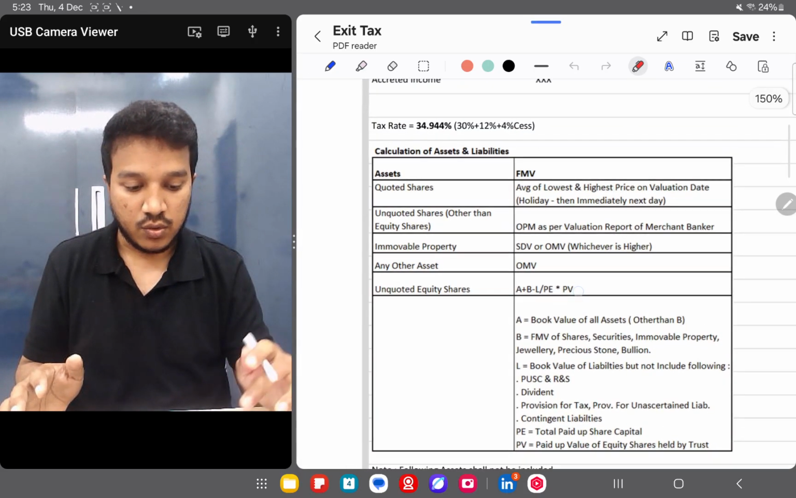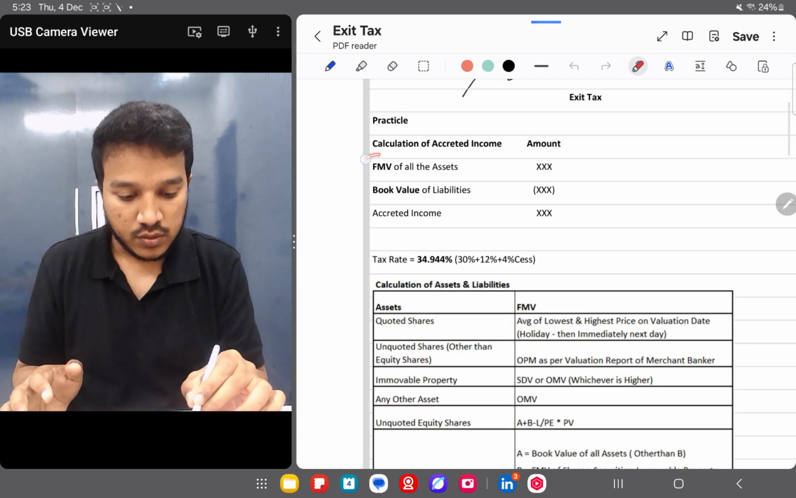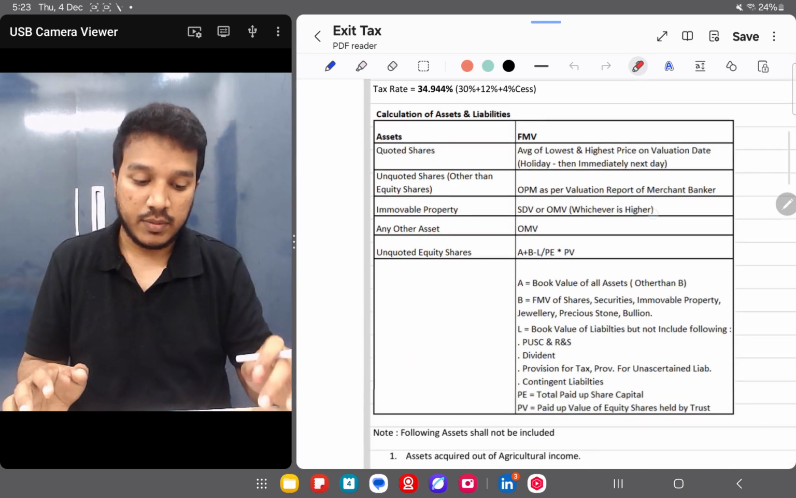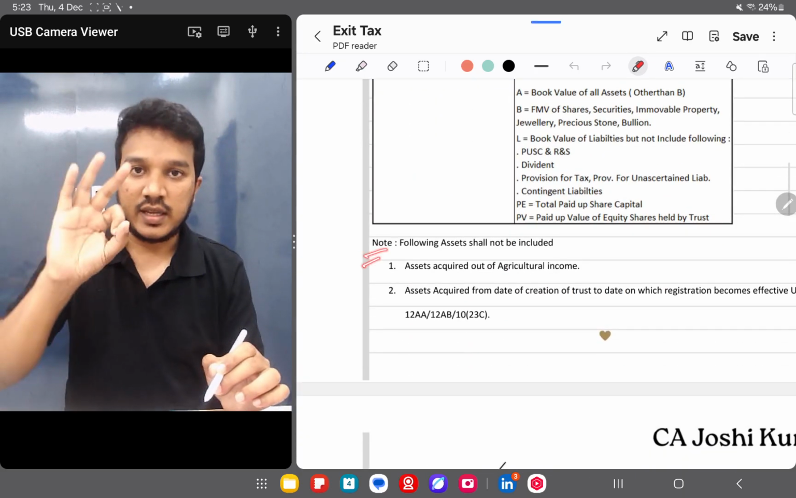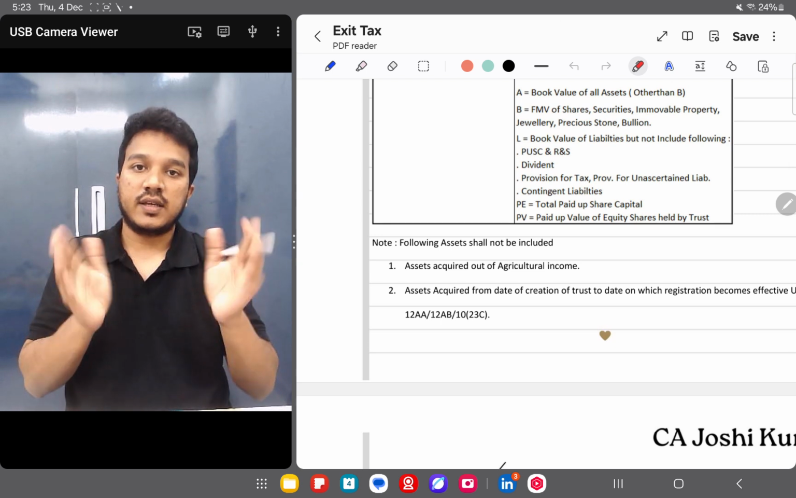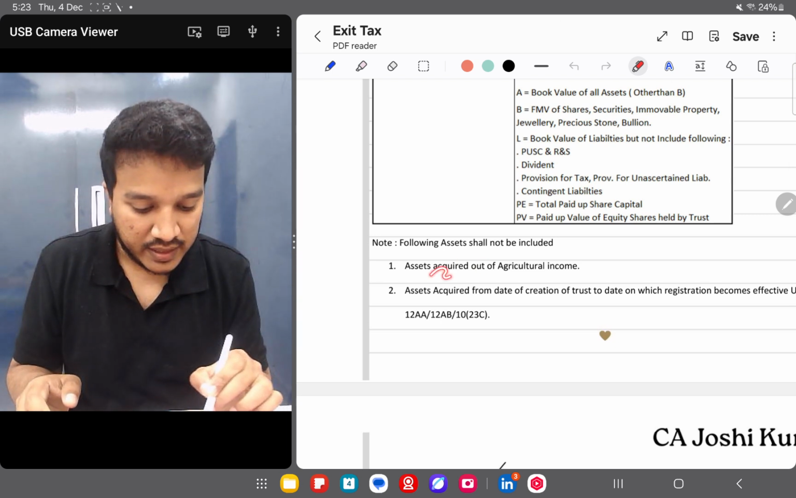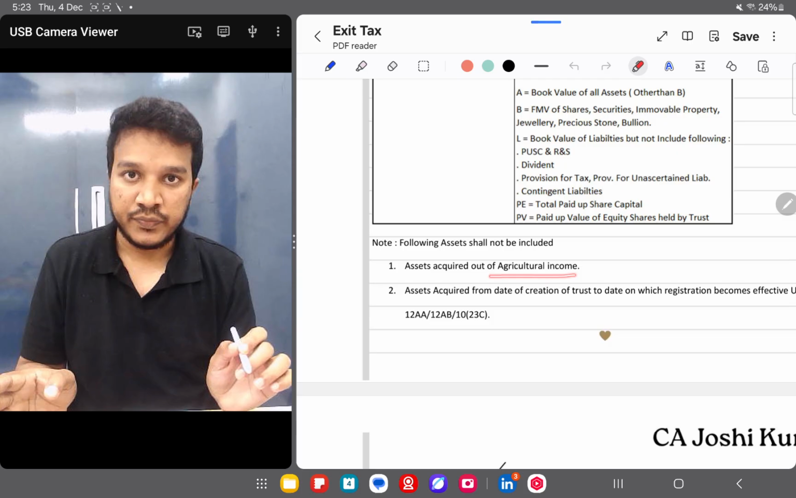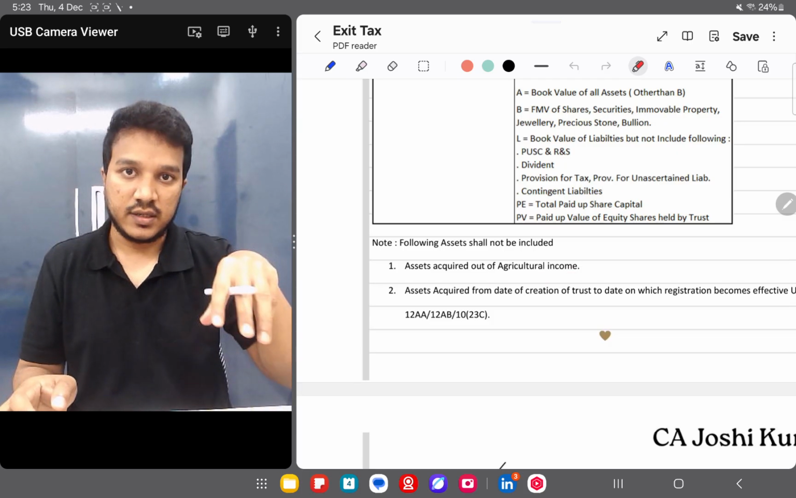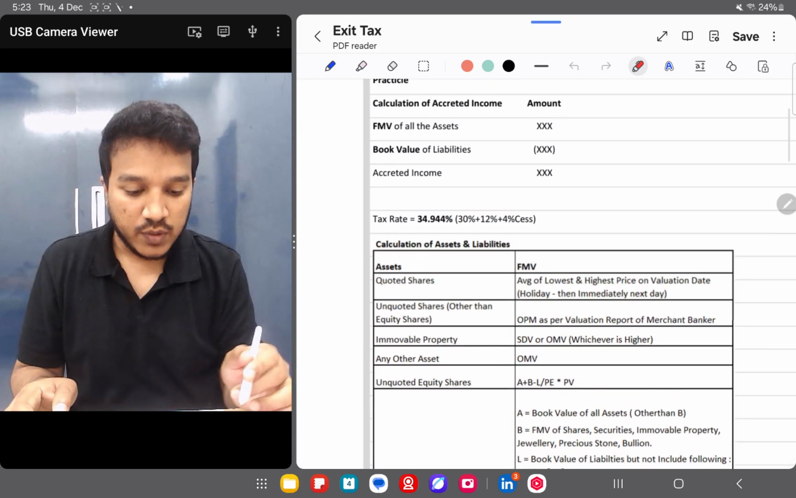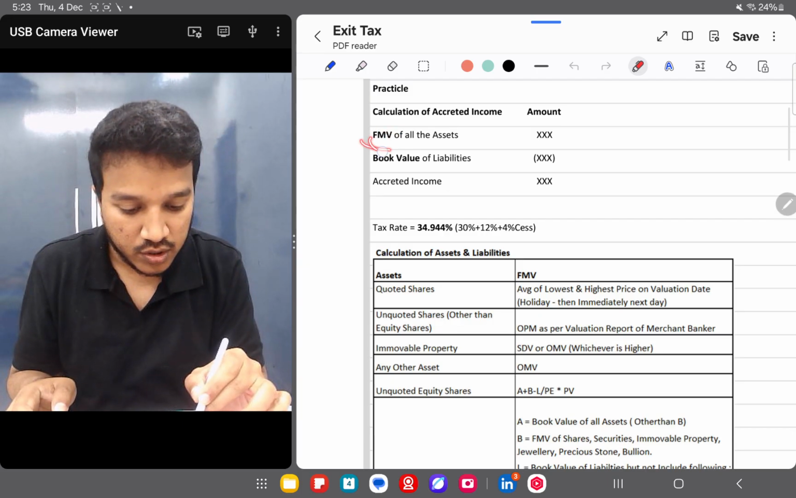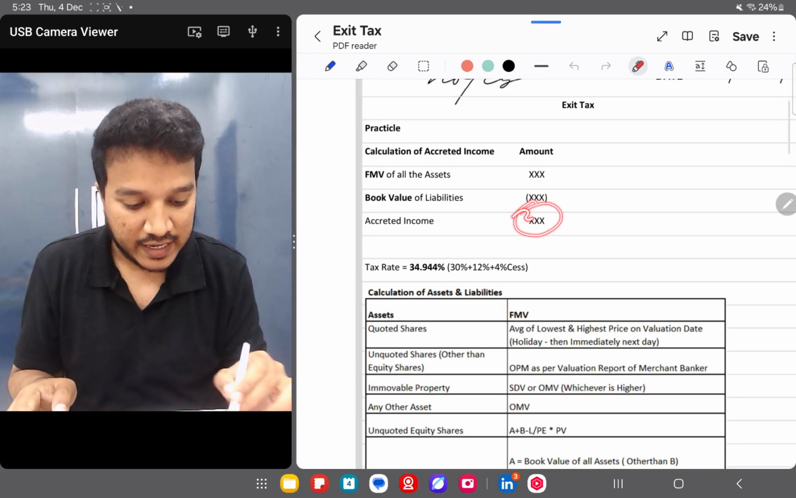Till here, assets are done. Okay, so fair market value of assets is over. But remember, there is a note. There are three conditions where you should not consider the assets. Okay, first one, where the asset is acquired out of agricultural income. So if you have purchased any asset out of agricultural income, then you will not consider it here. Meaning you will not consider that for tax purposes.